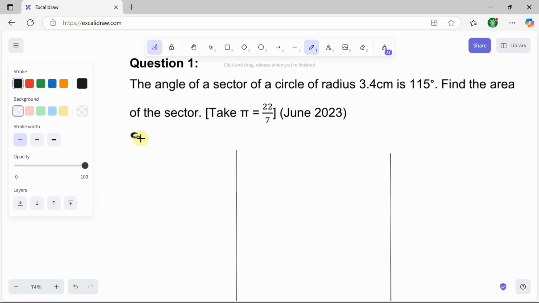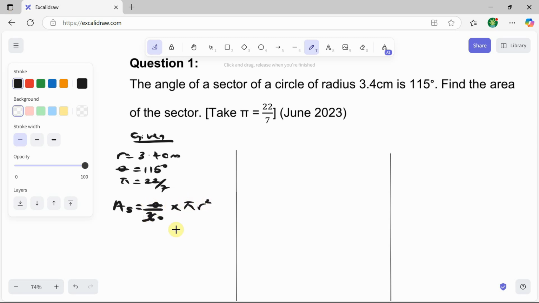So what are we given? Let's start from there. We are told that the radius is 3.4 centimeter and the theta is 115 degrees. We are told to take pi to be 22/7. So for the area of a sector, let's say AS, what formula is that? Great, that's theta over 360 times pi r squared. So let's just substitute. Our theta is 115 all over 360 times 22/7 times 3.4 all squared.